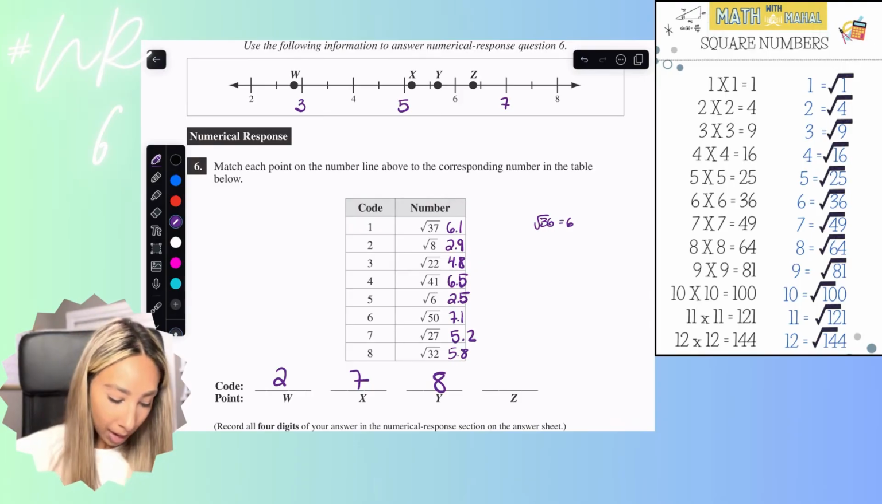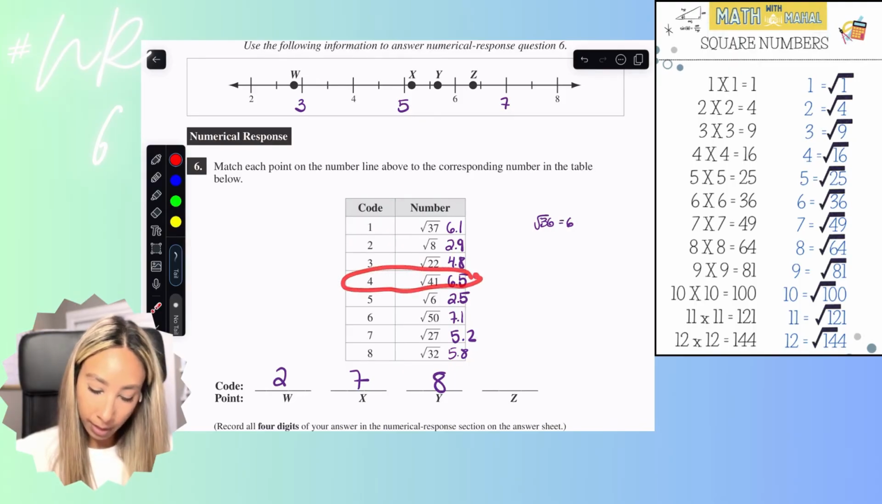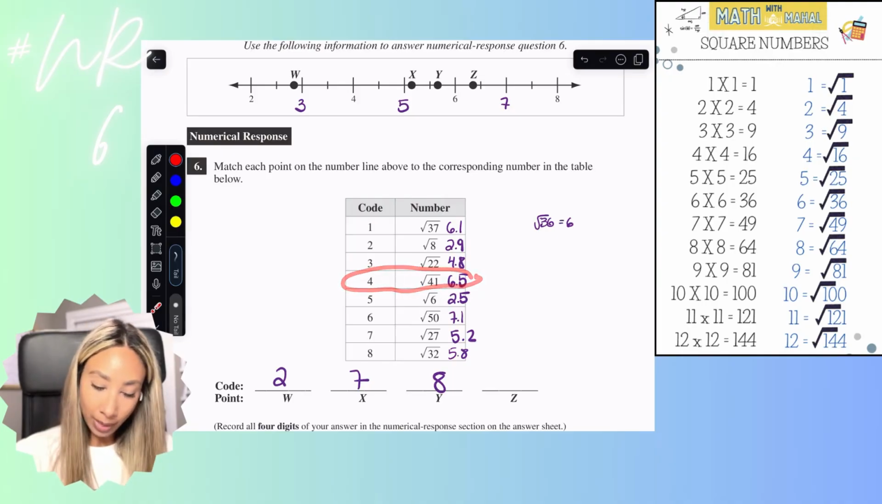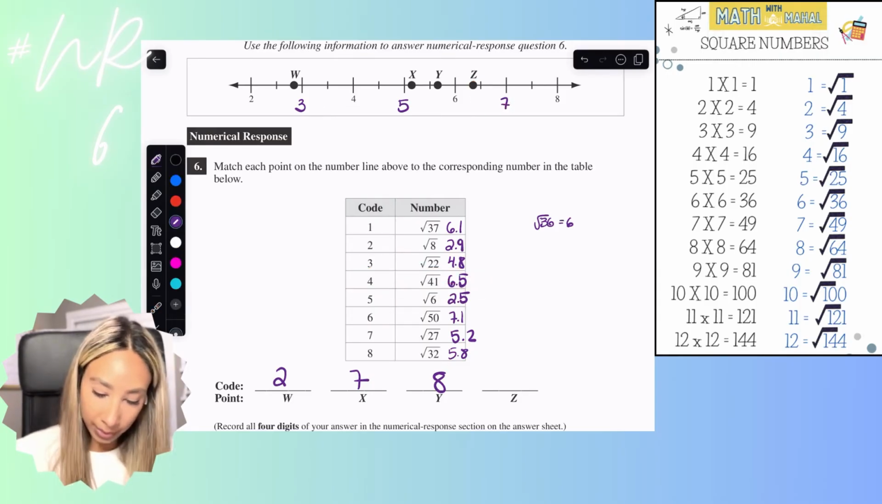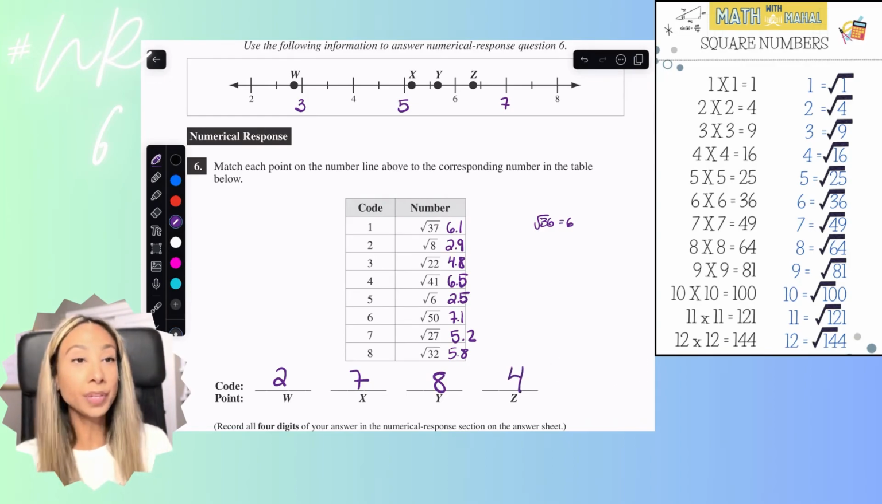That to me, I know I was saying it was going to be 4, and this is the one I was a little concerned about. So let's think about it. If it's 41, 41 is about less than there, right? Because it's not quite 7, that would be closer to 49. So for this one, I would say it's probably going to be code number 4. So our answers for this question are 2, 7, 8, and 4.